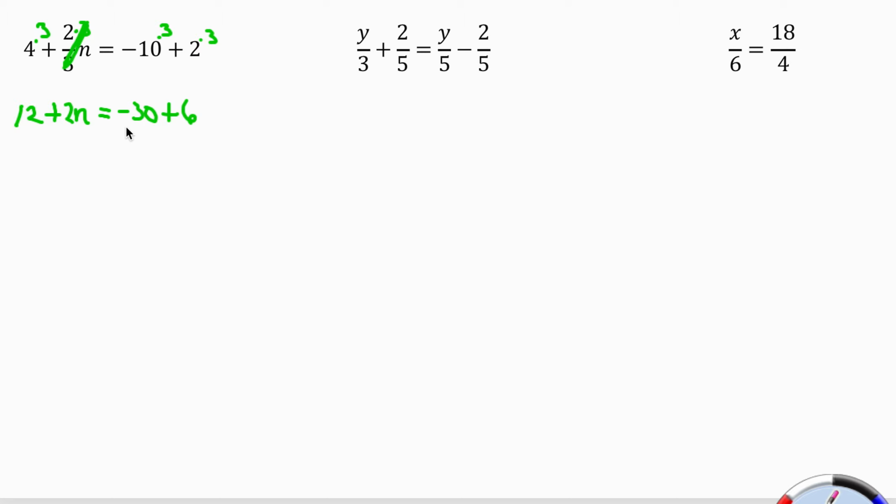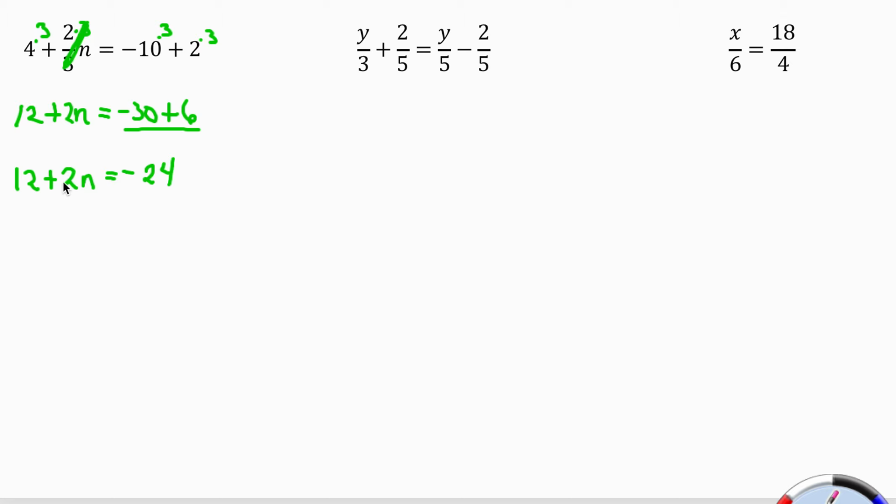Okay, here's some math I can do. There's no parentheses, but I've got some math I can do on this side, so I need to do that. Signs are different, means minus. 30 minus 6 is 24. Keep the sign in front of the biggest one.